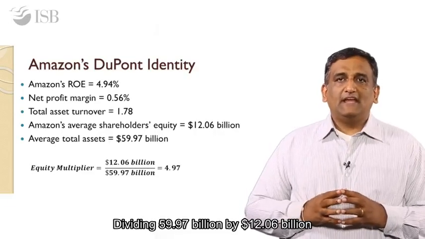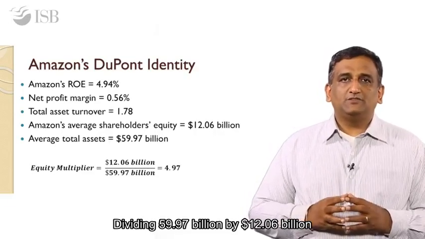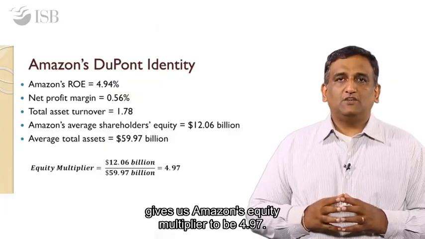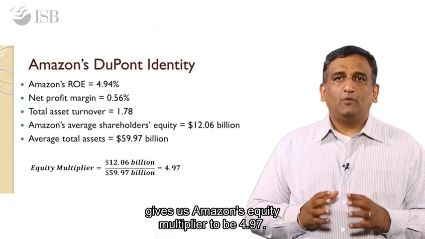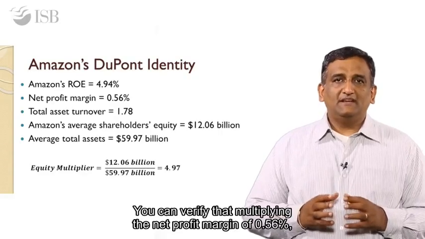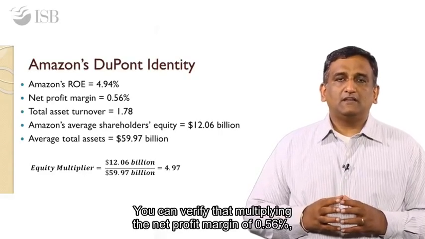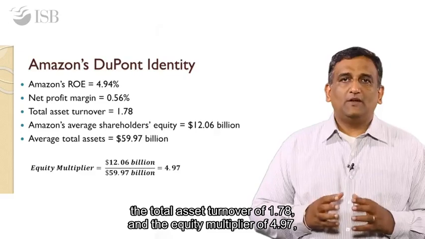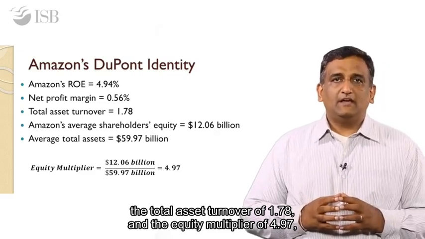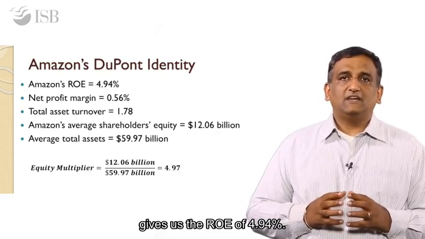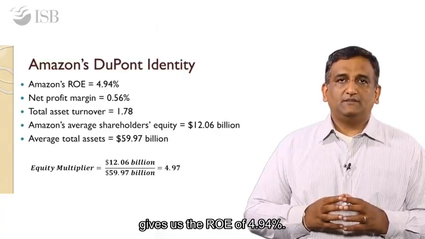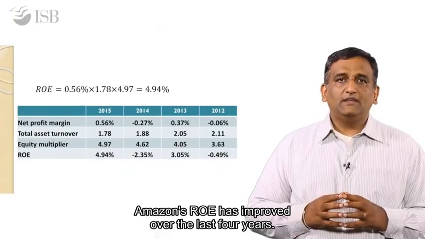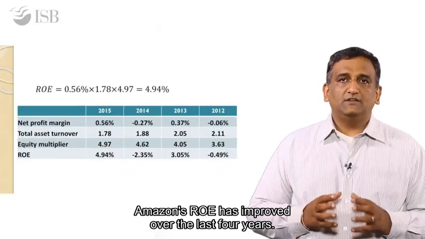Dividing $59.97 billion by $12.06 billion gives us Amazon's equity multiplier of 4.97. You can verify that multiplying the net profit margin of 0.56%, the total asset turnover of 1.78, and the equity multiplier of 4.97 gives us the ROE of 4.94%. Amazon's ROE has improved over the last 4 years.